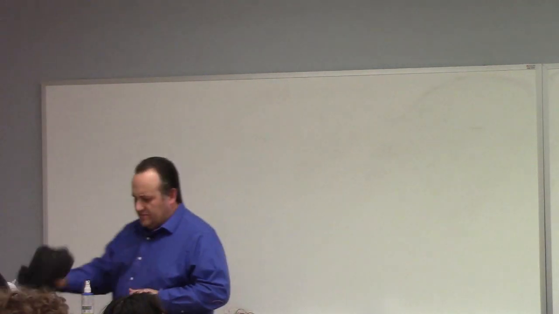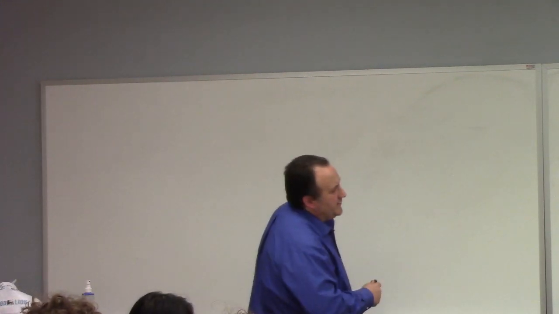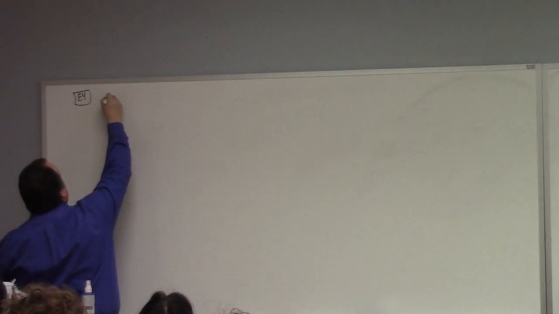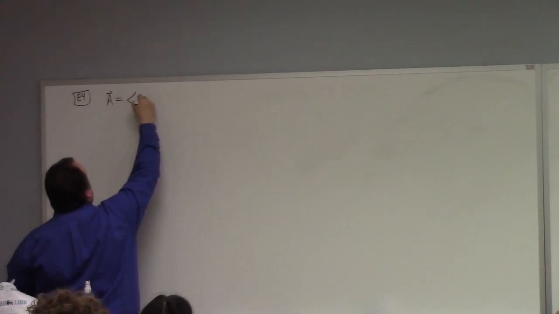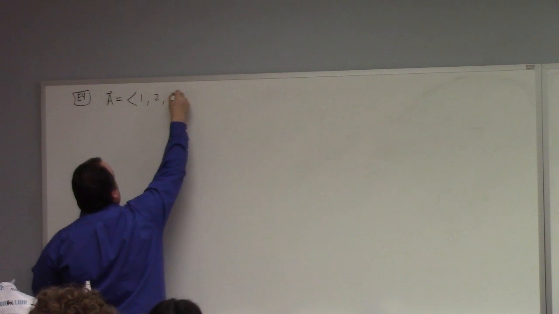So in 3 dimensions, we don't have the luxury of just describing the vector by a single angle, right? There's just not enough information. So let's see here, what example am I on? Example 4. If I had A equal to, let's say, 1, 2, 3.